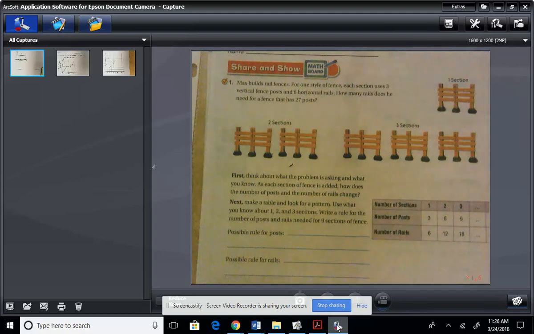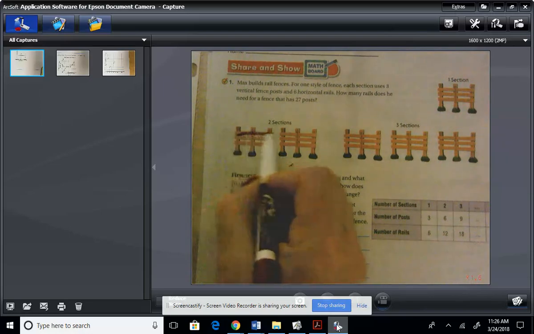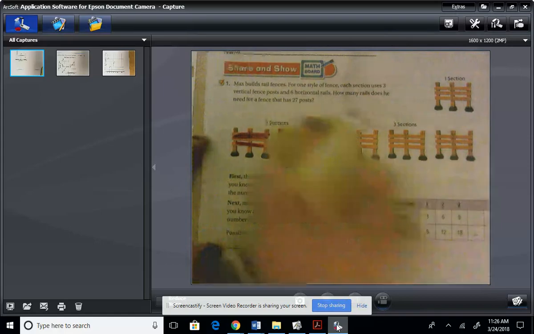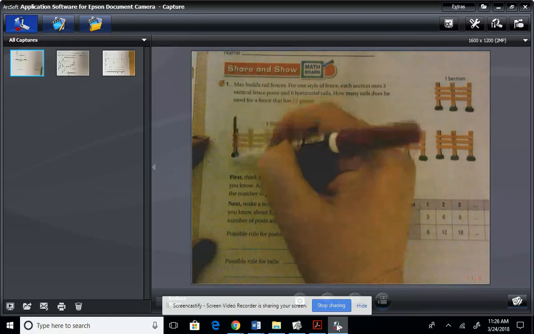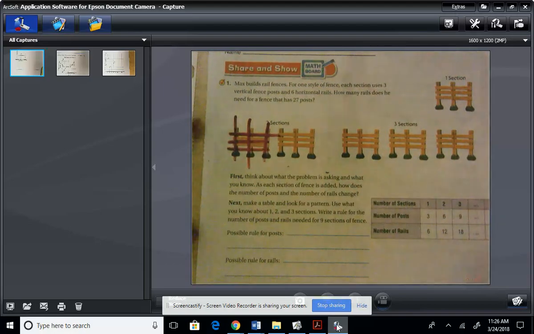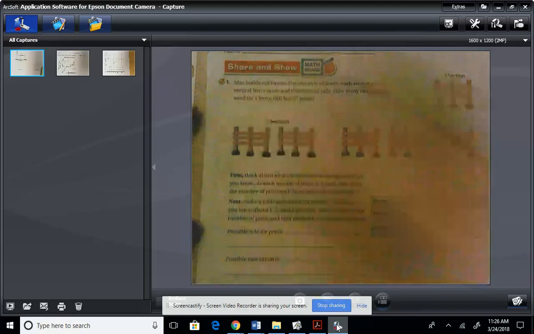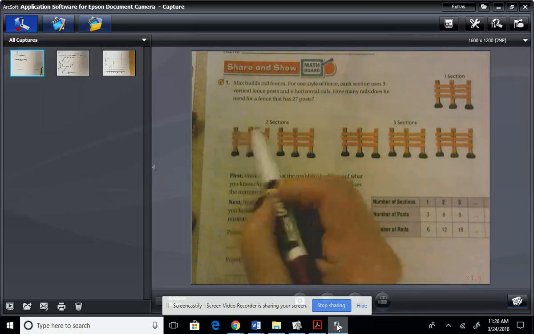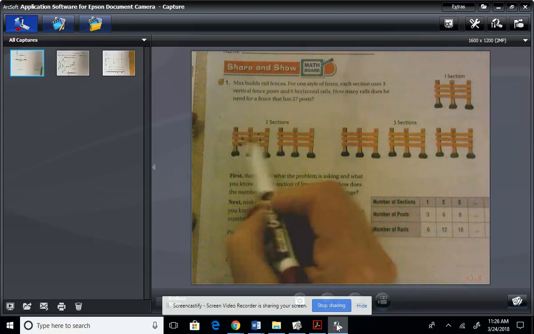Okay, Max builds a rail fence. For one style of fence, each section uses 3 vertical fence posts and 6 horizontal. So here's our vertical. They go sideways. Our vertical is up and down. Sorry, trying to mess you up. Horizontal, like when the horizon comes up, goes that way, and they need 6 of them. And as you can see, 1, 2, 3, and 1, 2, 3, 4, 5, 6.